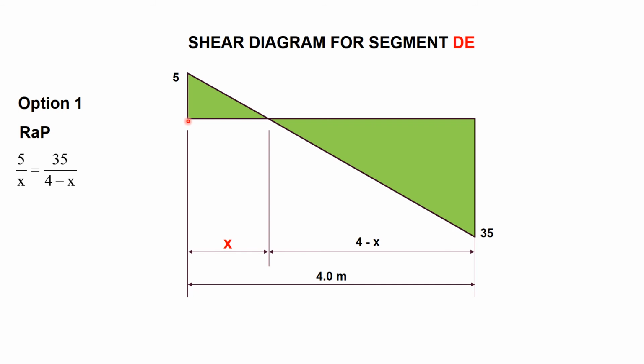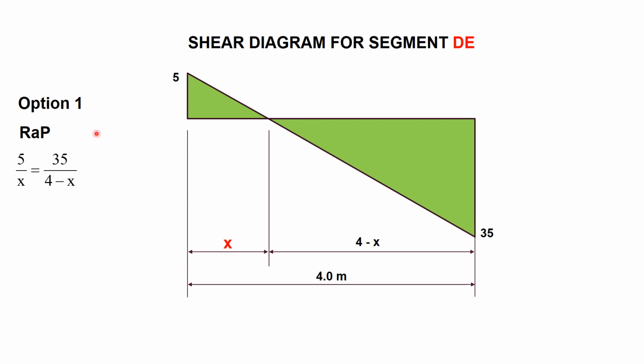5 is to x as 35 is to 4 minus x. So, you can only do that kung ito ay magkaparehas ng slope. Magkaparehas naman yan kasi sa pag-drawing natin ng shear diagram for that segment, 1 degree yan, na continuous yan from 5 to negative 35. So, ito yung ratio and proportion natin.